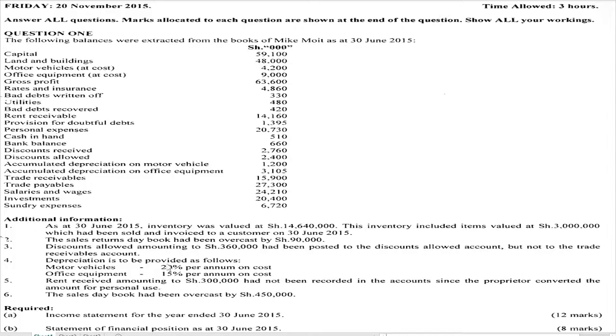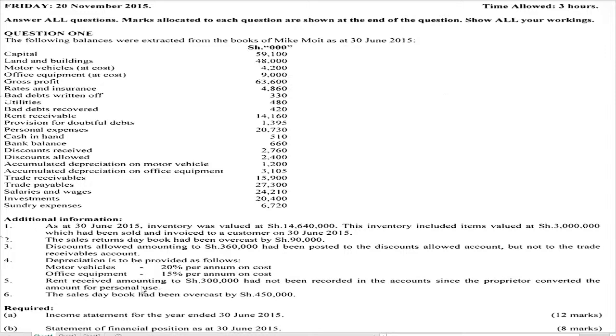Then you also have depreciation to be provided as follows. Since we are not given any method, we are going to take it as the straight line method. For motor vehicle, we are going to depreciate at 20%, office equipment 15%. This shall be an expense in the income statement, and it is going to reduce the net book value of the assets in the balance sheet. So it's going to affect both the income statement and the balance sheet in the non-current assets.